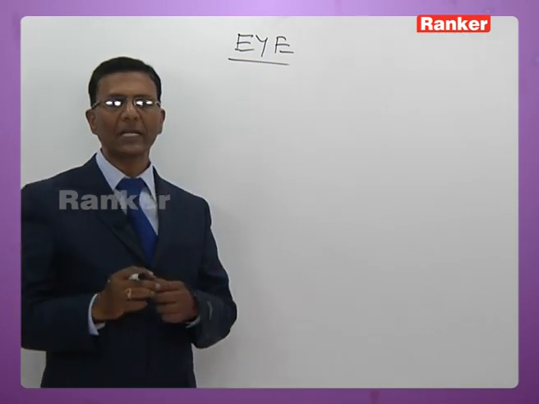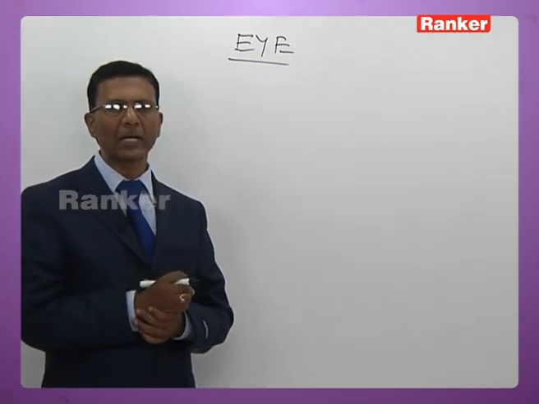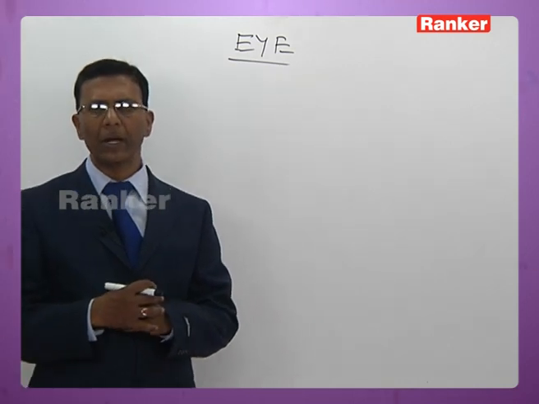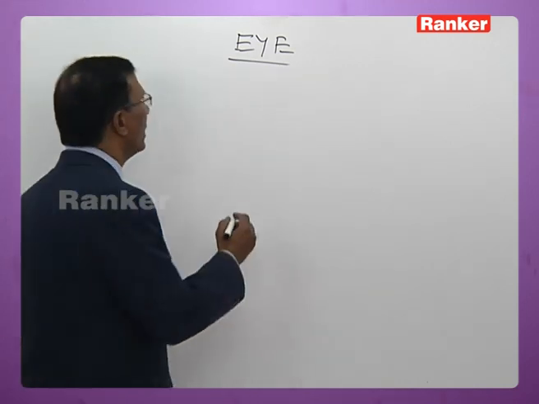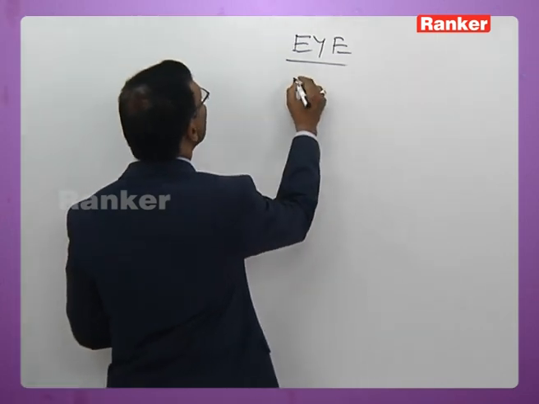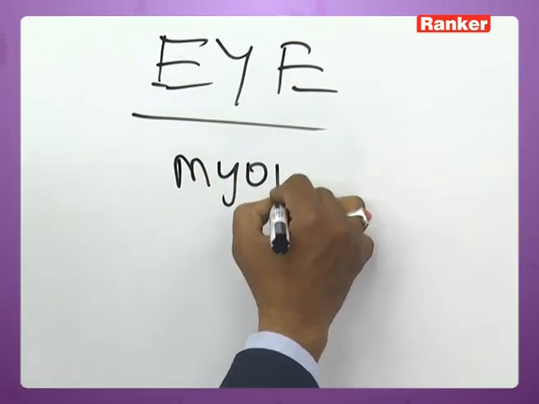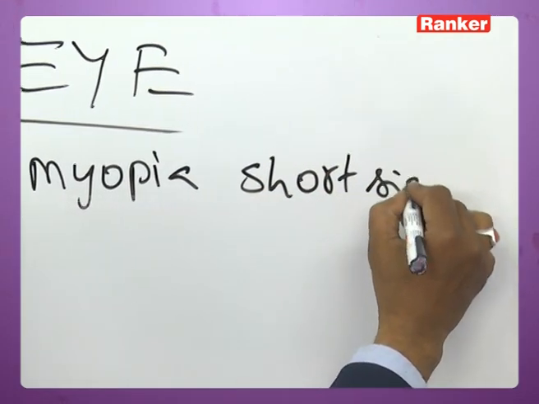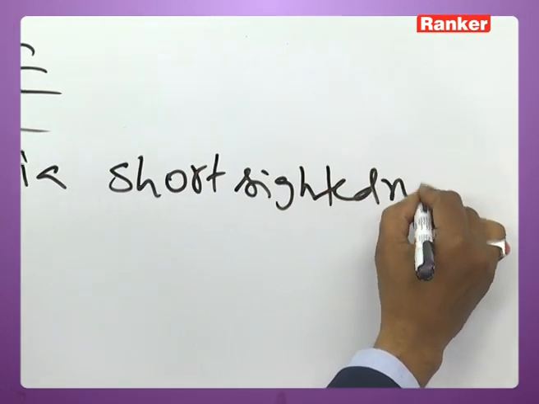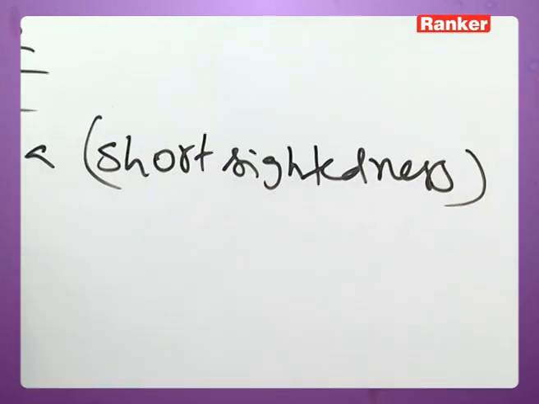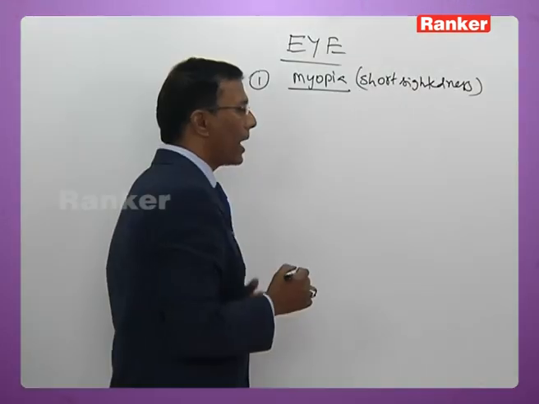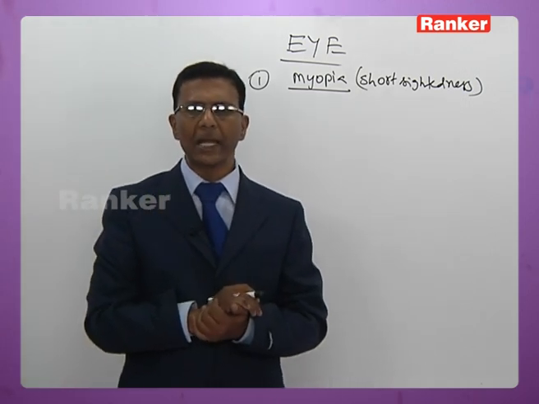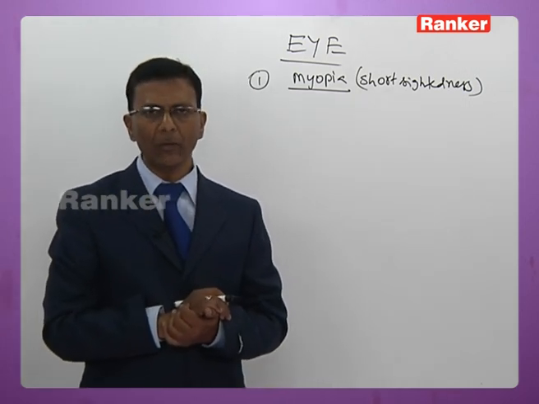Now we shall talk about certain eye disorders, the most important ones, where questions can be asked in EAMCET, AIIMS, JIPMER, and so on. The most commonly seen eye disorder is myopia, which is also called short-sightedness. Only near objects can be seen clearly; distant objects cannot be seen.